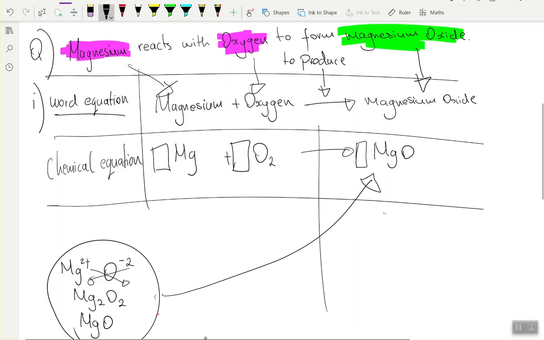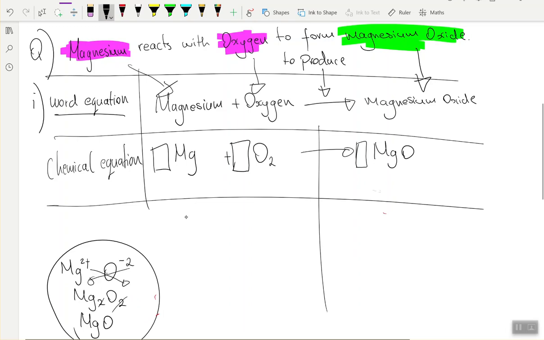Remember, the magnesium is in group 2, it's +2. Oxygen group 6 is -2. They do the crisscross. Because they're both twos, they cancel out and you just get MgO. Now, from there, you need to now balance this equation. Now that's the tough part.